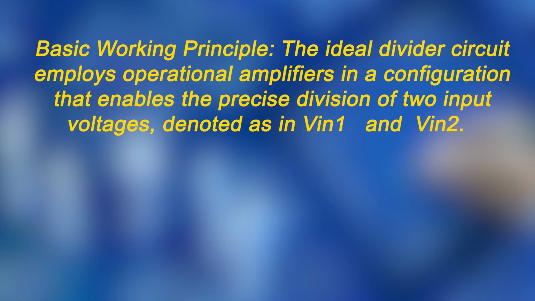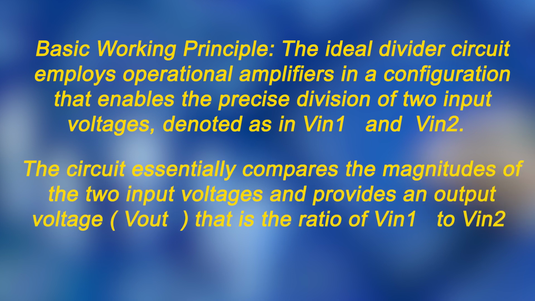The basic principle: the ideal divider circuit employs operational amplifiers in a configuration that enables the precise division of two input voltages denoted as V input 1 and V input 2. This circuit essentially compares the magnitude of the two input voltages and provides an output voltage V out. That is the role of V in 1 and V in 2.